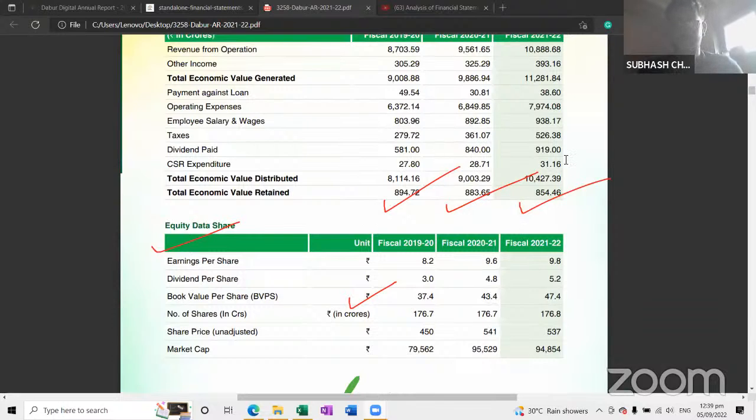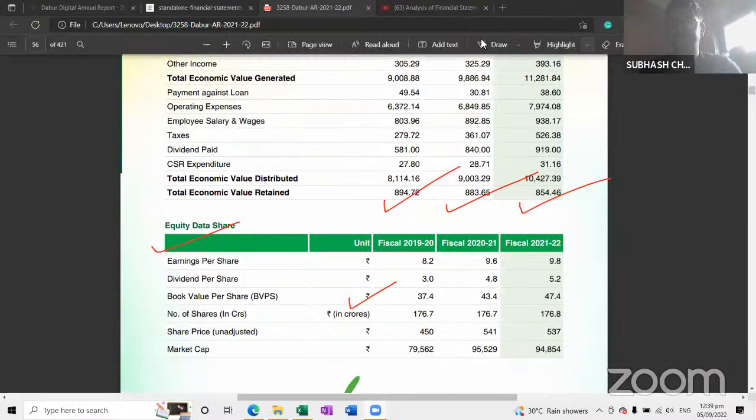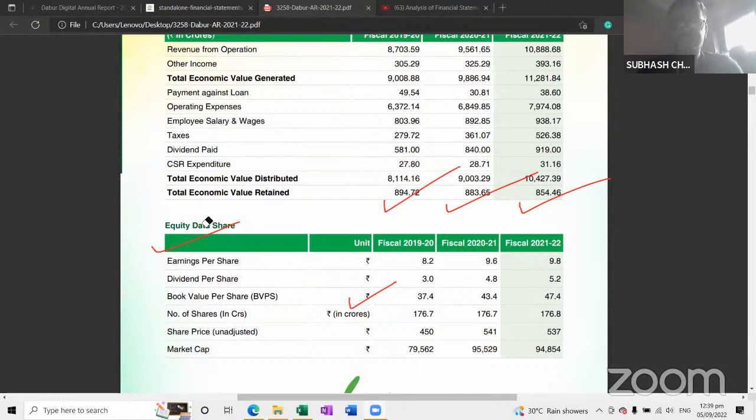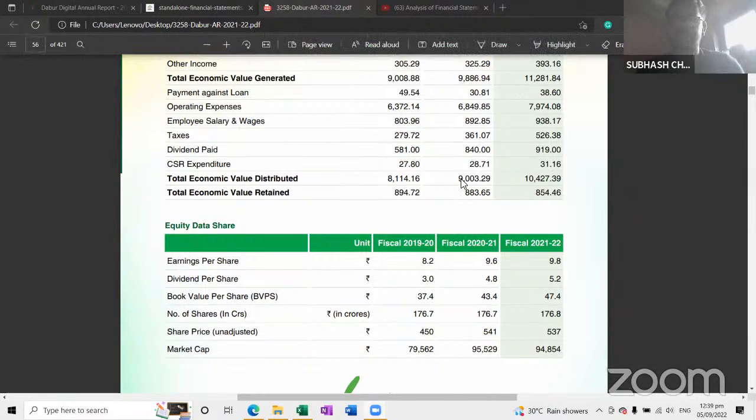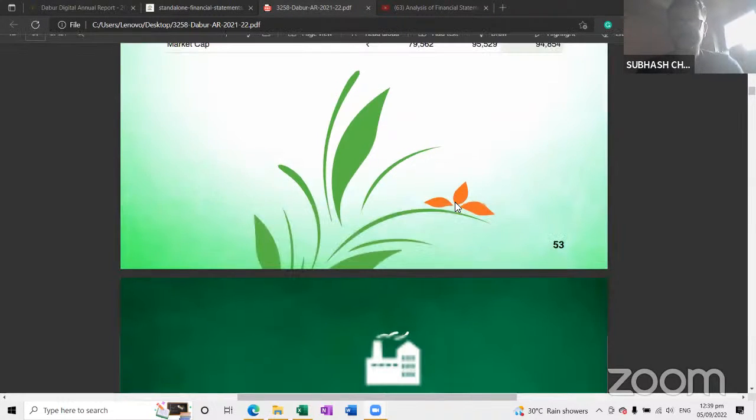Now, dividend paid also you can check here. See, analysis of financial statements is very important from the point of view of how you will be taking decisions and based on what data. Based on what data? That is very important. Let's go ahead.